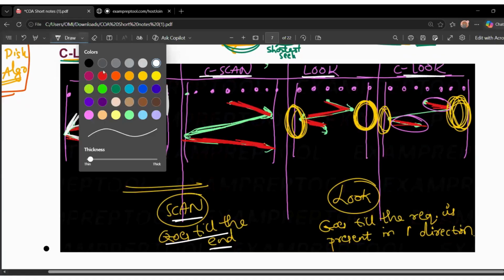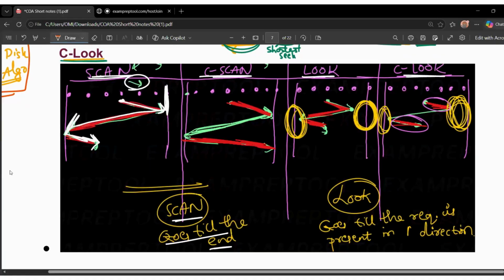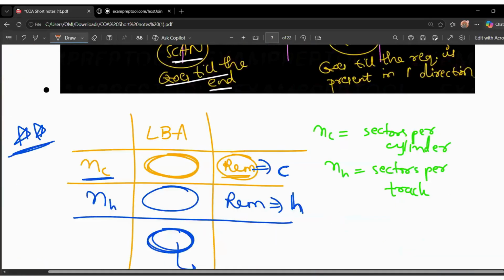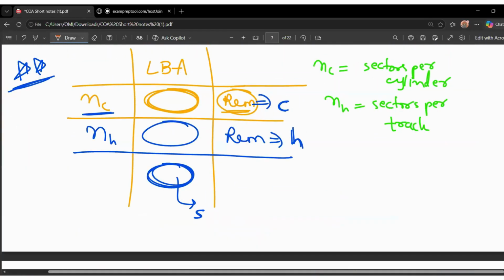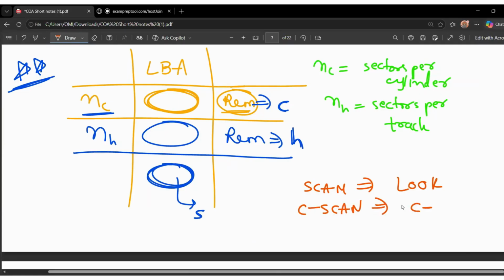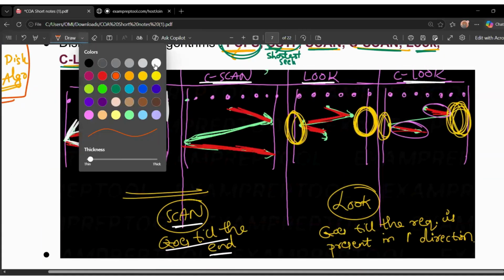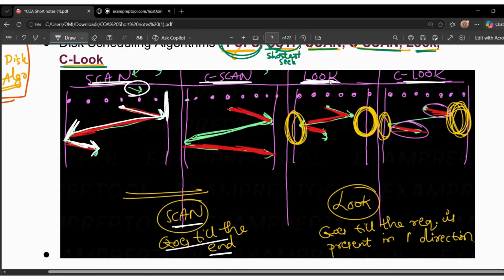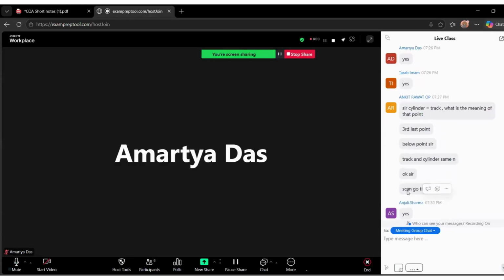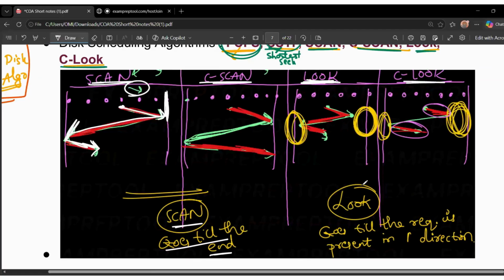Now, what is the optimized version of scan? The optimized version of scan is look, and the optimized version of C scan is C look, right? So now if you look into the look algorithm.